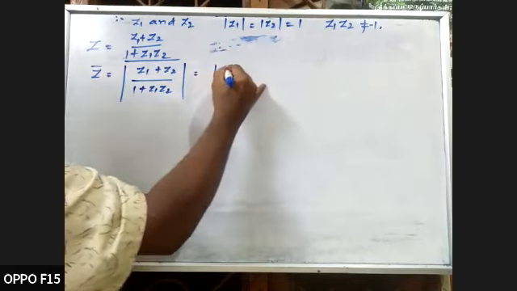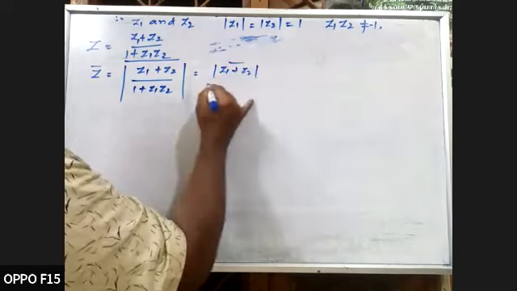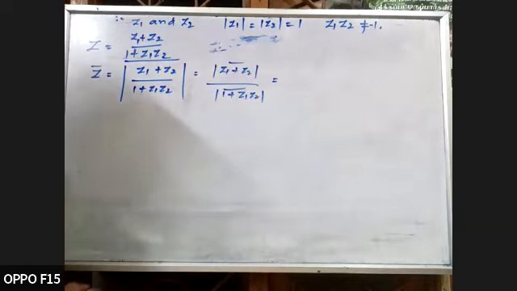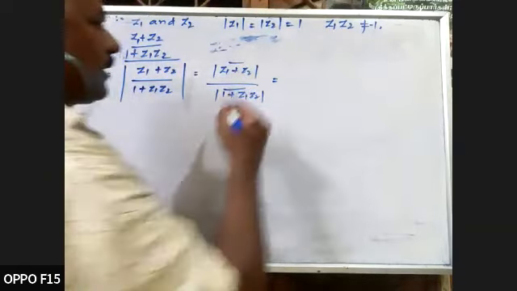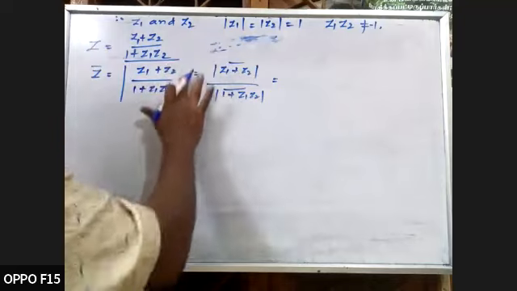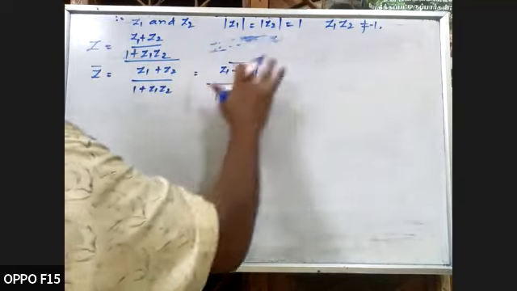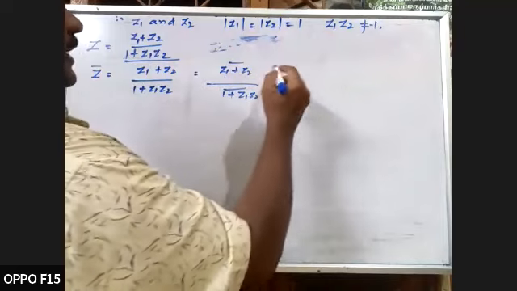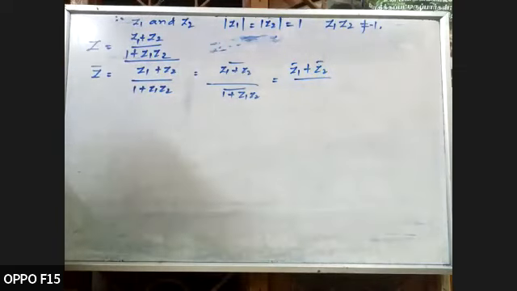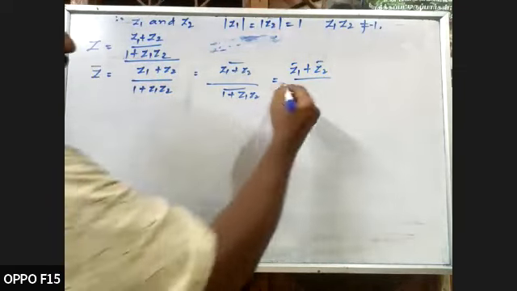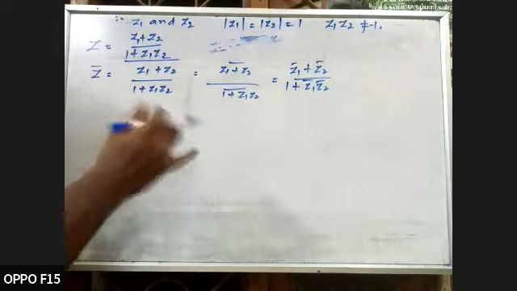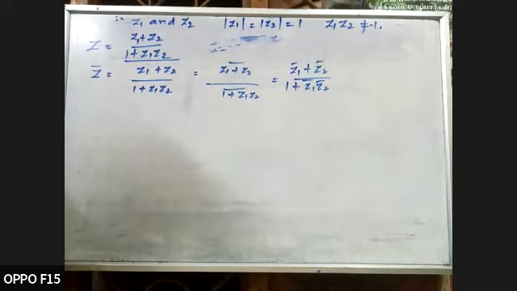Then we can separate this conjugate individually: Z1 plus Z2 the whole conjugate divided by 1 plus Z1 Z2 the whole conjugate. The property says the whole conjugate can be separated individually. Therefore I can write this as Z1 conjugate plus Z2 conjugate divided by 1 plus Z1 Z2 conjugate. I separate it individually, understood? Because 1 plus Z1 Z2 conjugate, I can write as 1 plus Z1 conjugate Z2 conjugate.